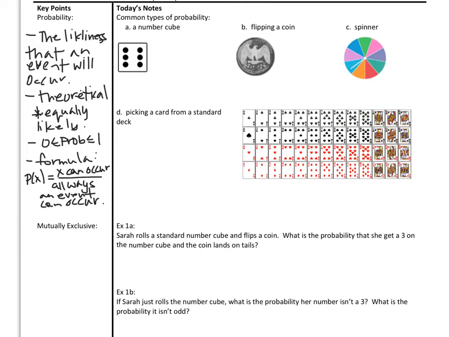We've got a few varieties of common types of probability. You can do things like rolling a die or a number cube. They call it a number cube, but it's the same as a die. There are 6 sides of a die, so there are 6 equally likely ways it can land. So we would call that 6 equally likely events. Flipping a coin will either land on heads or tails, so there are 2 equally likely events.